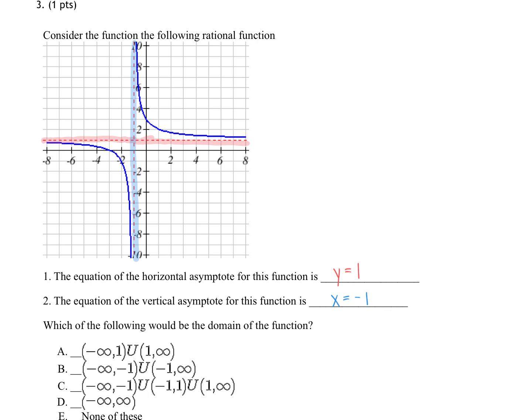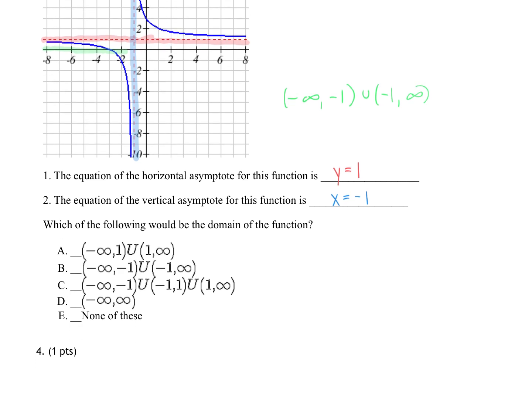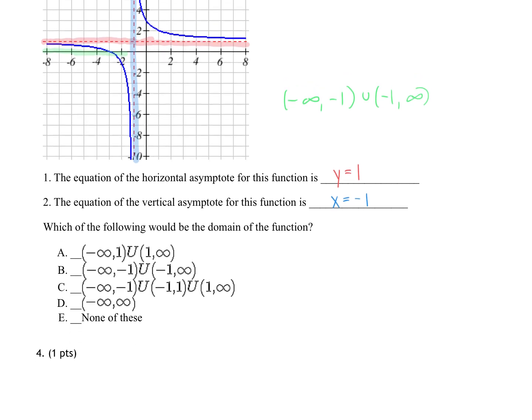Which of the following would be the domain of the function? So the domain is only the x values. So the x values go from -infinity until it almost gets to that vertical asymptote, which is -1. So that's going to be -infinity to -1. And then it starts again almost at -1 and goes to infinity to the right. So we're looking for 2 intervals that hug -1. And it looks like B would be the correct answer.